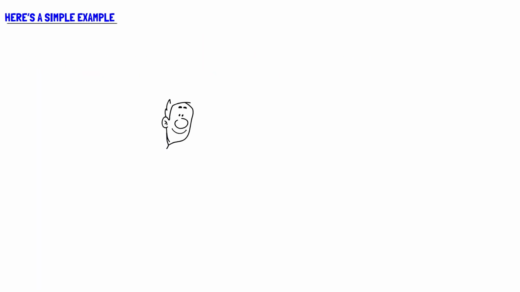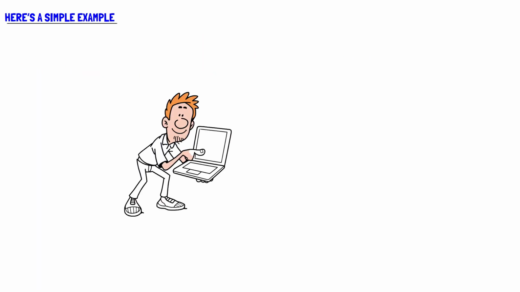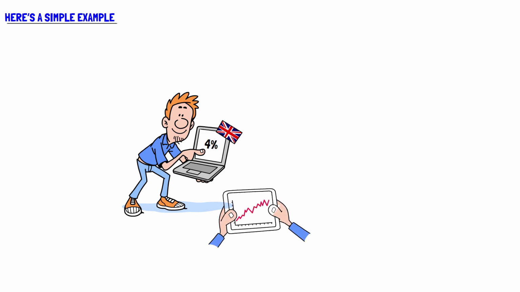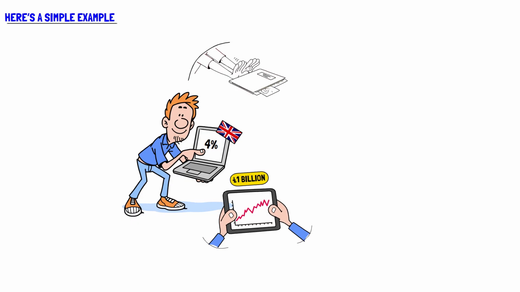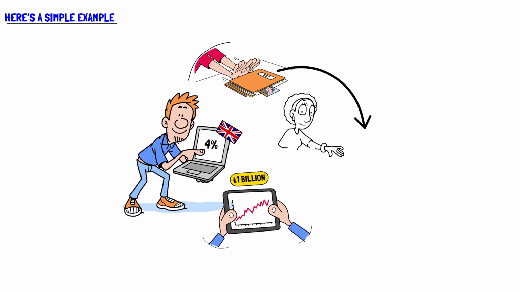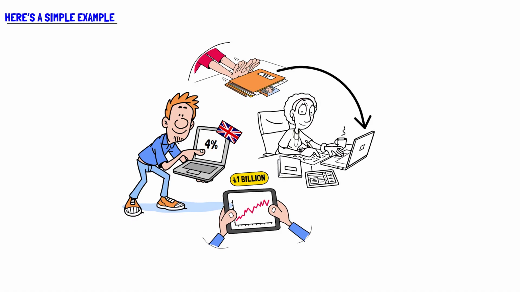Here's a simple example. Suppose you want to find UK companies that pay a dividend yield of more than 4% and have a market value over £1 billion. Instead of reading through endless reports, you can enter these filters into a screener and it will instantly show you a short list of shares that fit. From there, you can research each one in more detail.